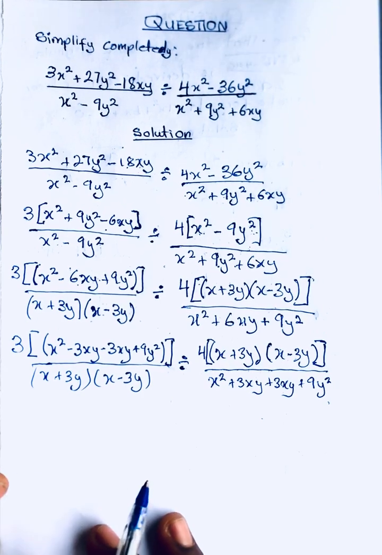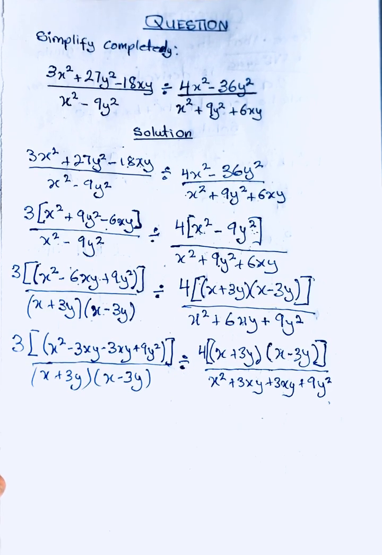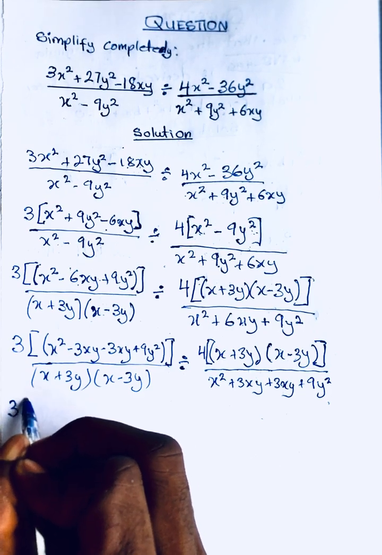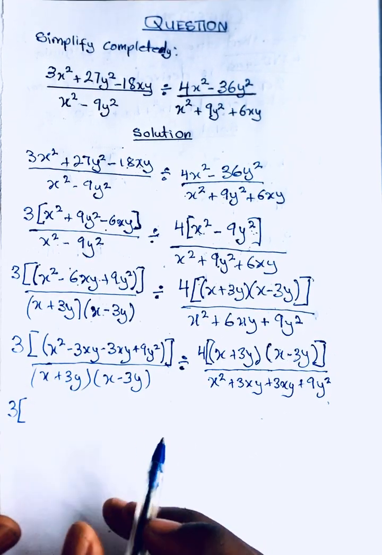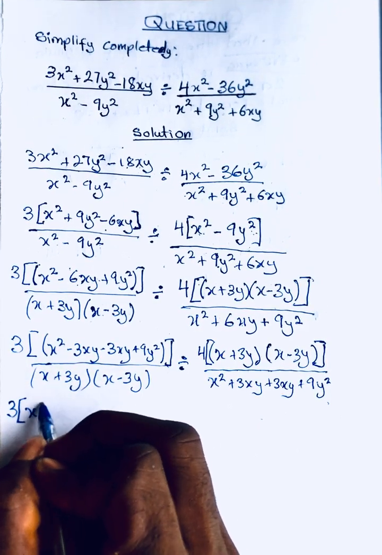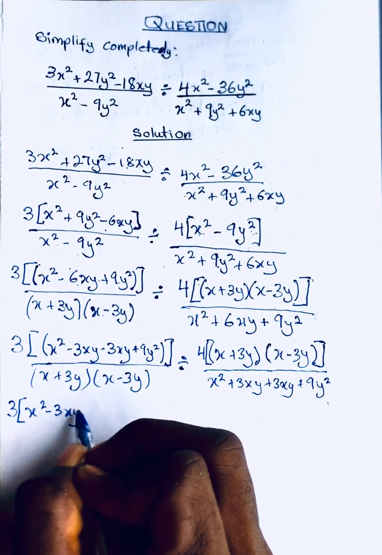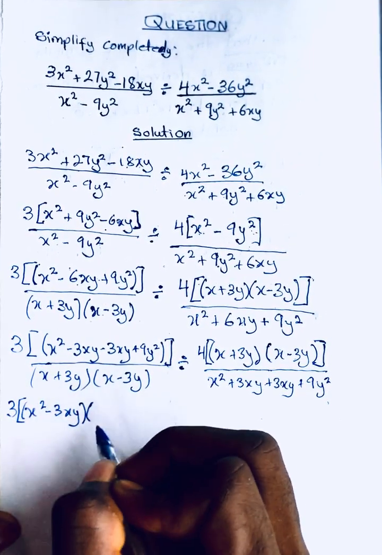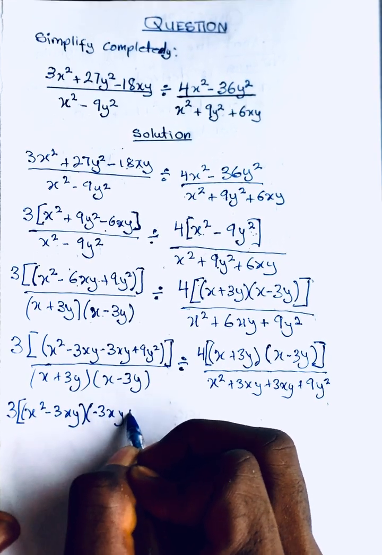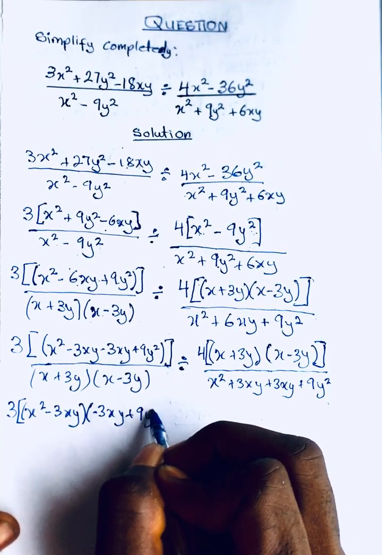So at this point, we are going to do factorization. Let's take 3 out here and group it. Then we have x squared minus 3xy minus 3xy plus 9y squared.